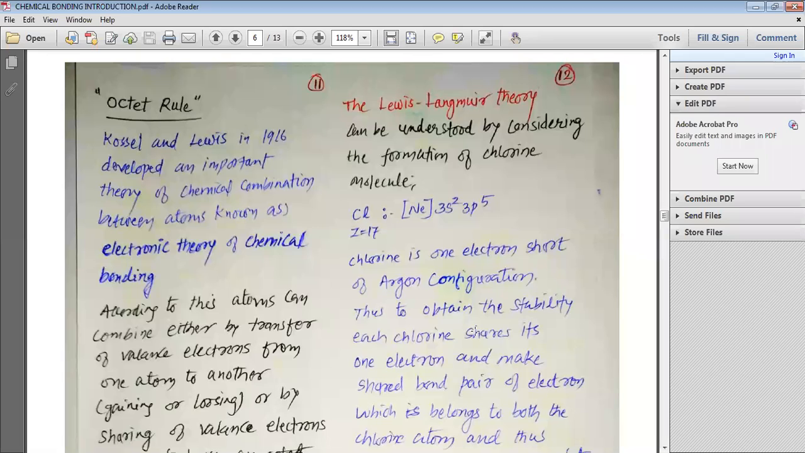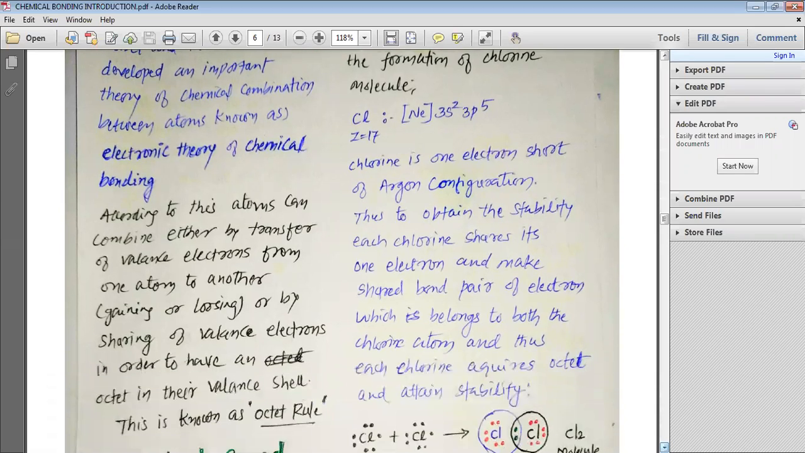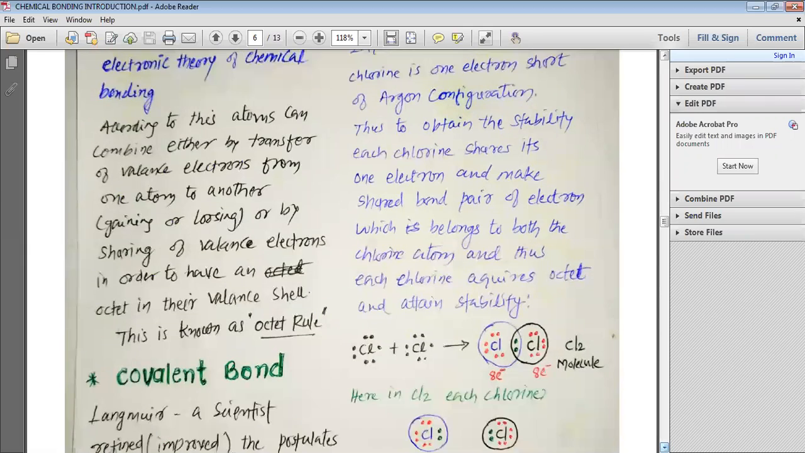Octet is the state where an element, either by sharing, gaining or losing electrons, tries to attain 8 electrons in its outer shell. We also call this the valence shell. So this is the octet rule, and according to Kossel and Lewis, the stability is attained by this octet.